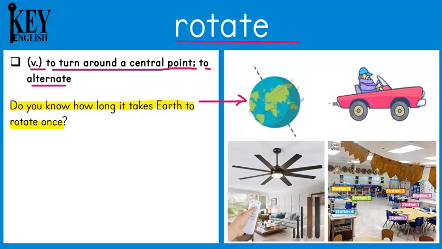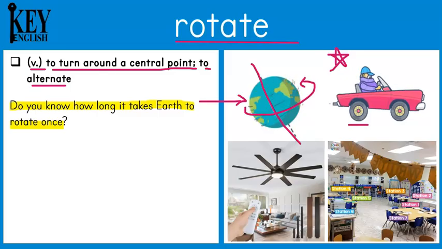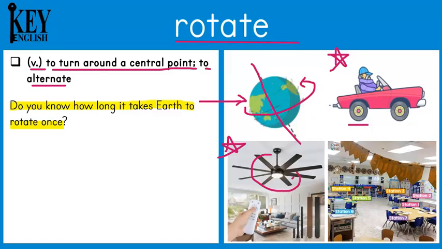So, just like Earth here, rotating means something is turning around a center point. For example, the wheels on a car rotate. I can say the tires rotate as the car moves down the road. Or in a fan, there are blades like this one here. This one is a ceiling fan that rotates. So they move around in a circle. I can say the ceiling fan rotates to keep the room cool.